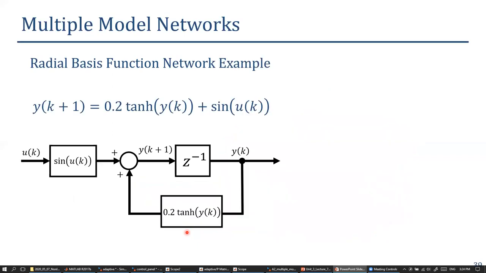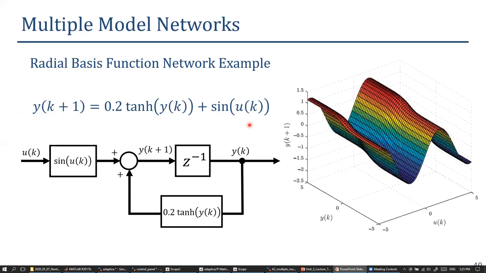Let's take a quick example. Imagine that we have our system like that: y(k+1) = 0.2 tanh(y(k)) + sin(u(k)). This is very, very nonlinear. The system is far away from being linear. And if we now plot our real system, that would be our true function.